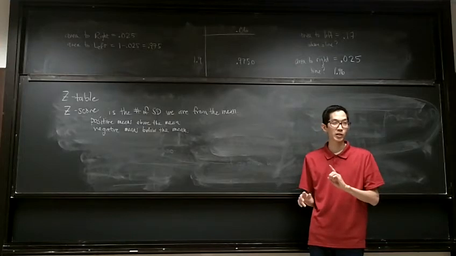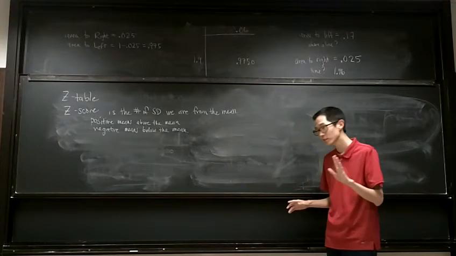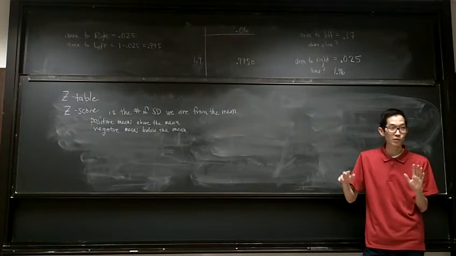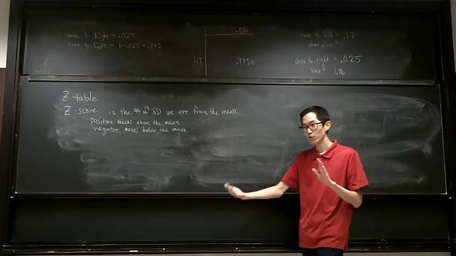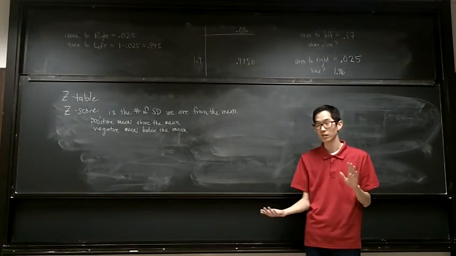Okay, how much does that box weigh? 100 pounds. Okay, each standard deviation is 5 pounds. It has a z-score of -2. It's 2 standard deviations below the mean. It weighs 100 pounds. All right.